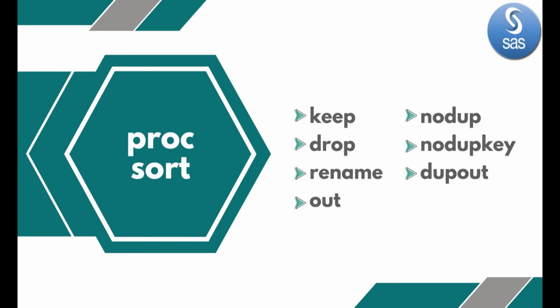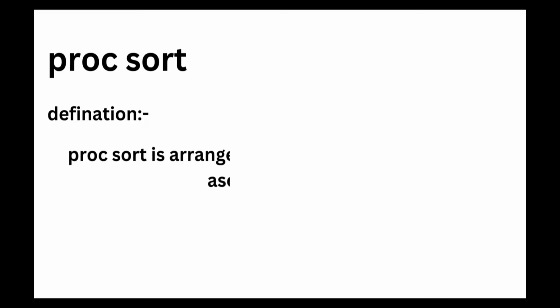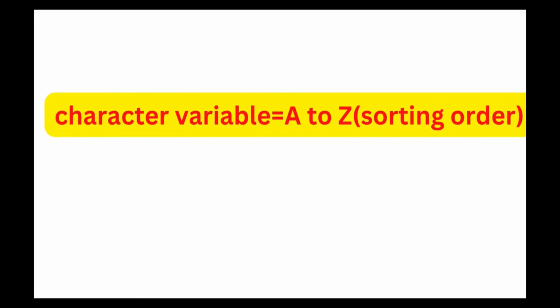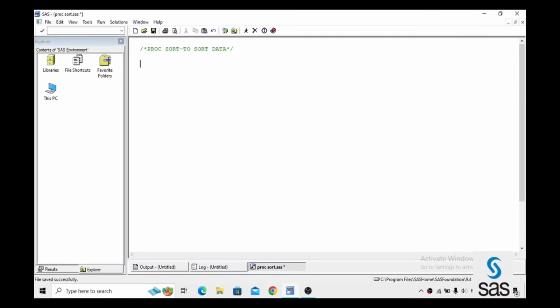Ninth one, PROC SORT. The definition is that PROC SORT arranges the dataset by the values in ascending order. It means if you give a character variable in a BY statement, it gives alphabetical order. And if you give a numeric variable in a BY statement, it gives ascending order. For understanding PROC SORT, we take an example from SASHELP.CLASS, and I named the dataset sort, set SASHELP.CLASS and run.